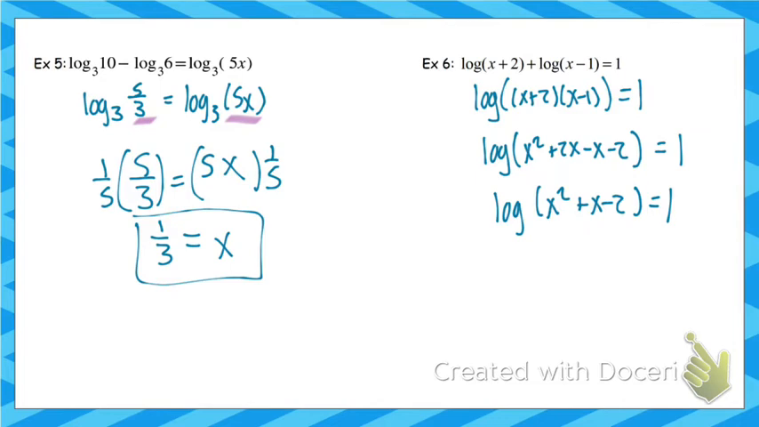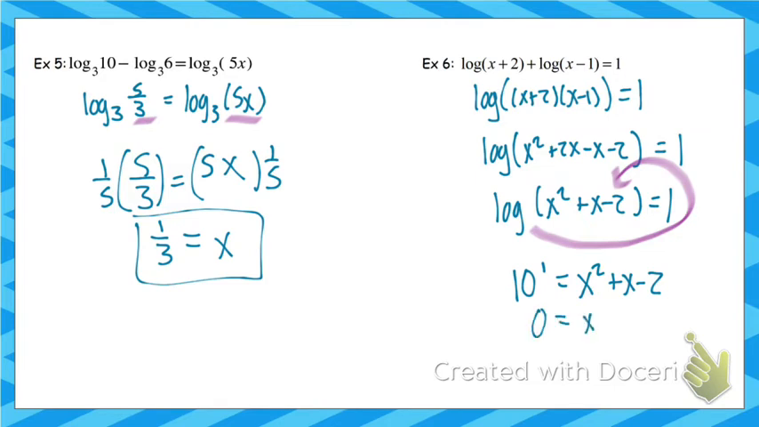So instead of setting those arguments equal, we're going to write this in exponential form. So the base for log, if there's no base written, is 10. So in exponential form, 10 to the first equals x squared plus x minus 2. Now this one's quadratic, okay? So in order to solve this quadratic, let's set it equal to 0.